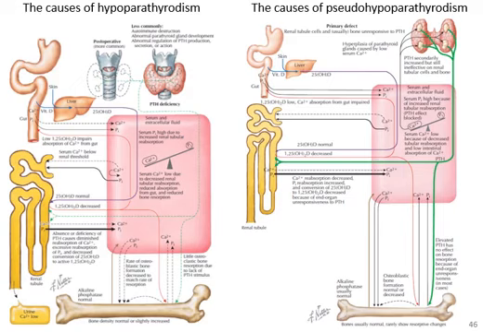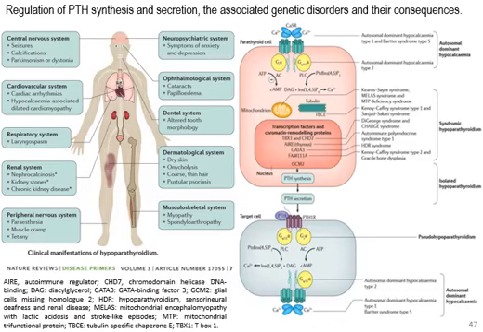Pseudohypoparathyroidism, as I said, is a resistance to the parathyroid hormone. The PTH level is normal, the parathyroid glands are normal, but due to either receptor deficiency or intracellular signal transduction deficiency, the parathyroid hormone cannot exert its effects.